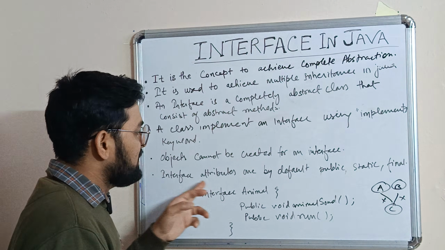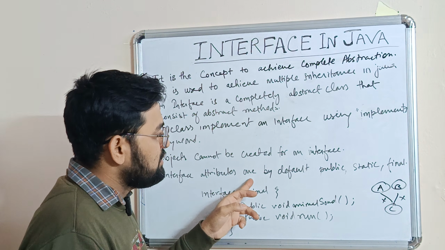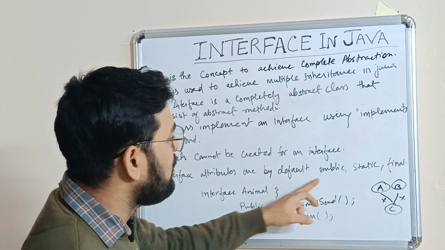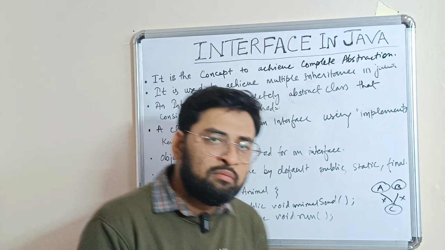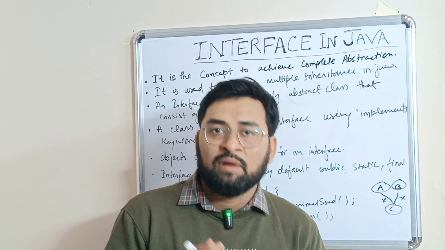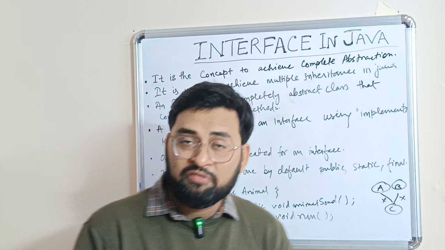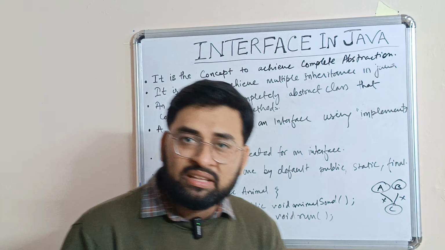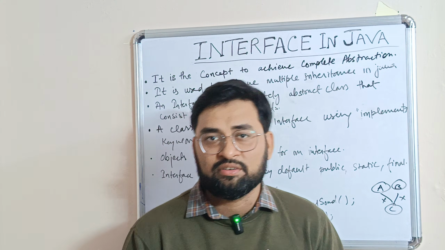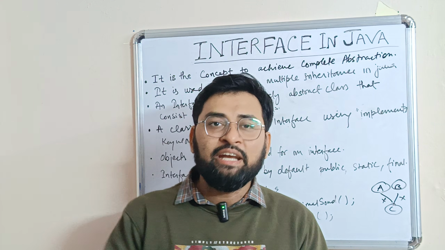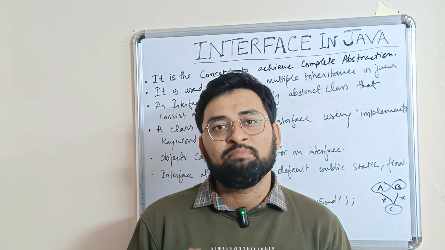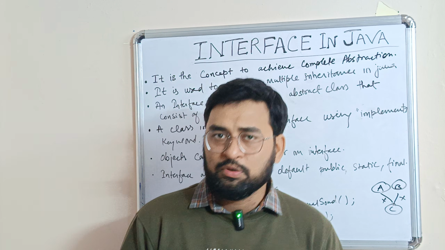This is about interface attributes. Interface attributes are by default public, static, final. If you mention public before the interface name, or before the method name, or any such attributes, that is okay. If you are not mentioning it, by default it will be treated as public, static, and final. Hope all of you have understood.